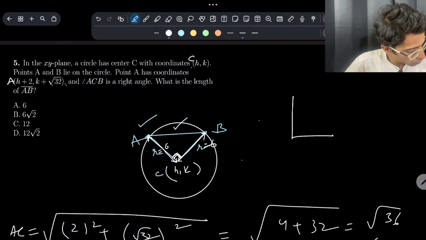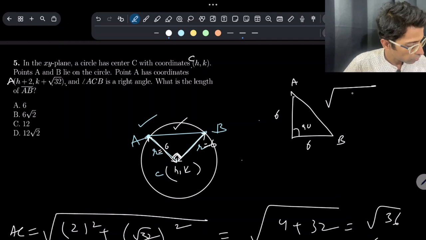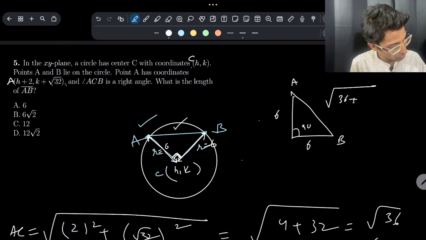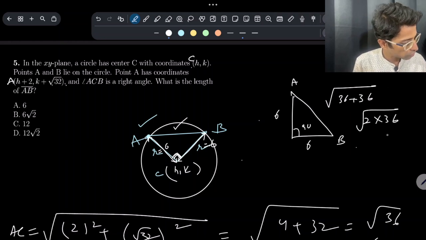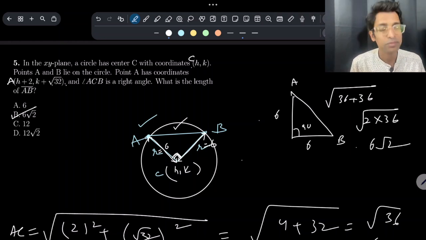So this comes out to be a nice right angle triangle. This is 6. This is 6. He is asking me to find out AB, which is 36 plus 36. 36 plus 36 is 2 into 36, square root of that. So this is 6 root 2. So that is my answer. Let's speed run to the next problem. We are in exam mode.